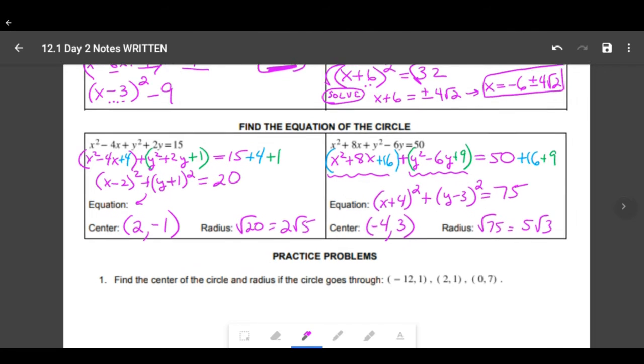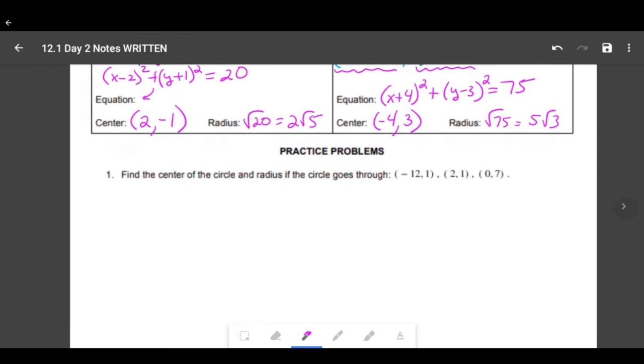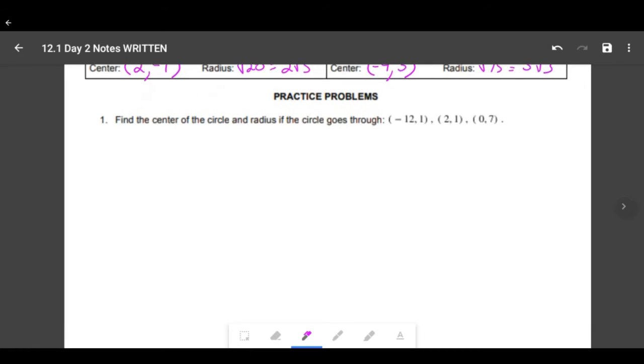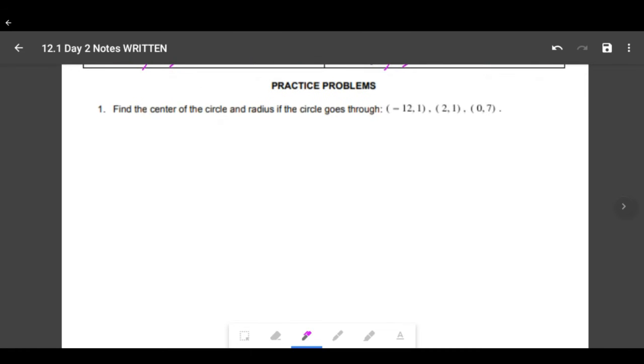All right, let's look at some other practice problems. Now this one's asking me to find the center of the circle and the radius if the circle goes through, and it gives me 3 points. So I get -12, 1, 2, 1, and 0, 7. So what I'm going to do is this: I don't know what the center is, so I'm just going to call the center H, comma K, because I don't know what it is. So let's call it that, okay? And I don't know what the radius is, so obviously we're going to let the radius just be equal to R.